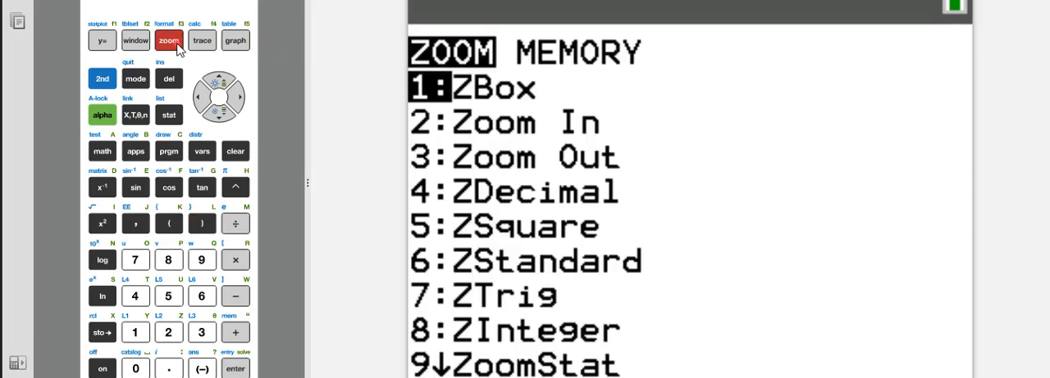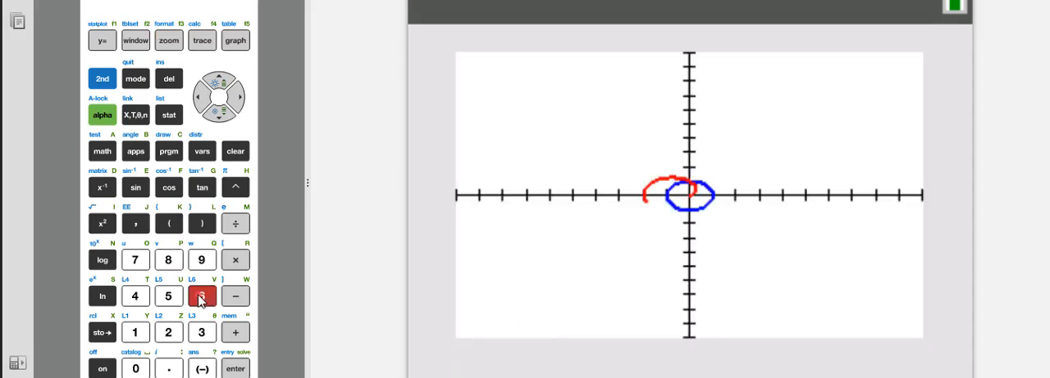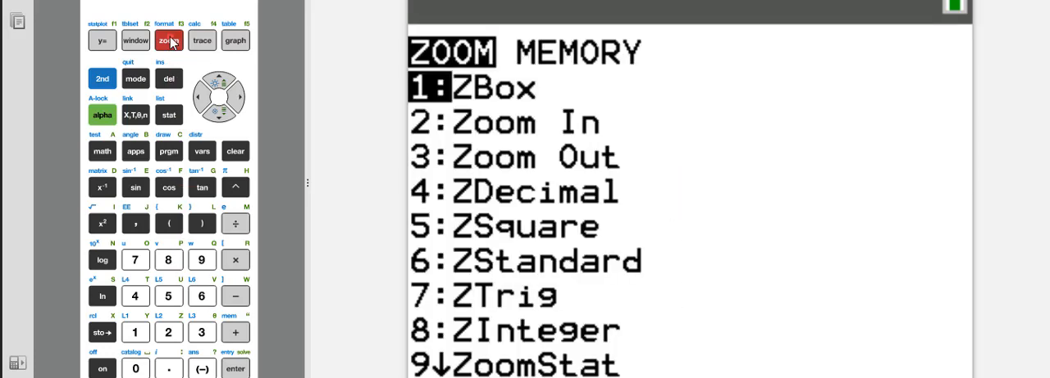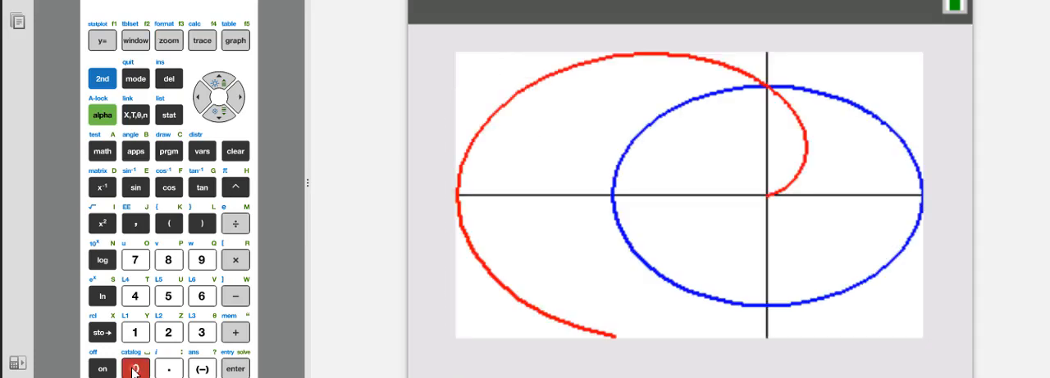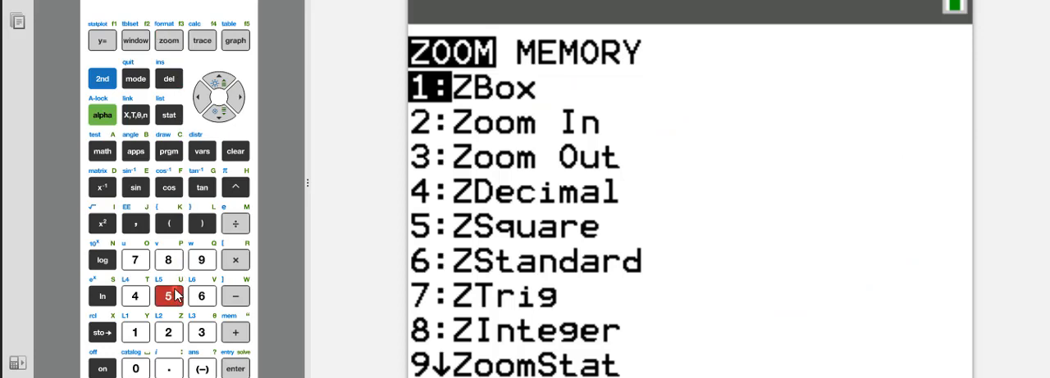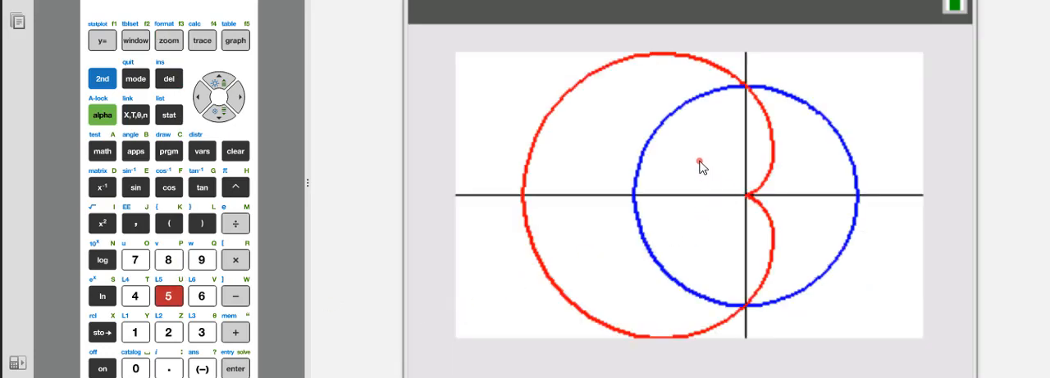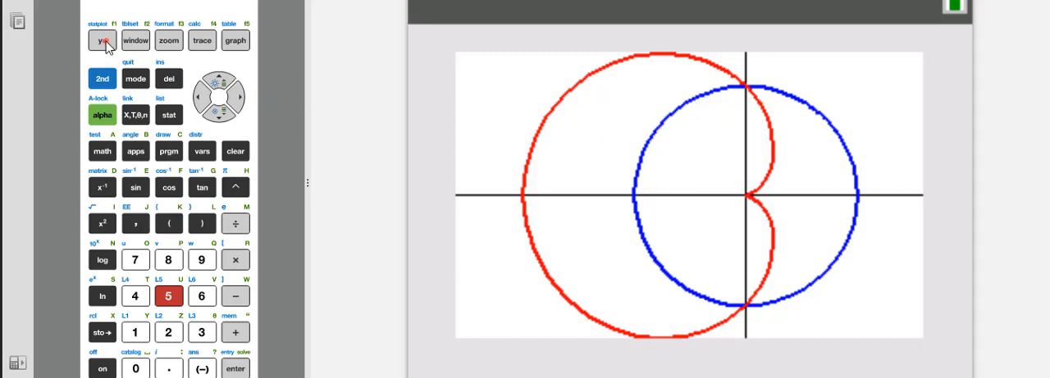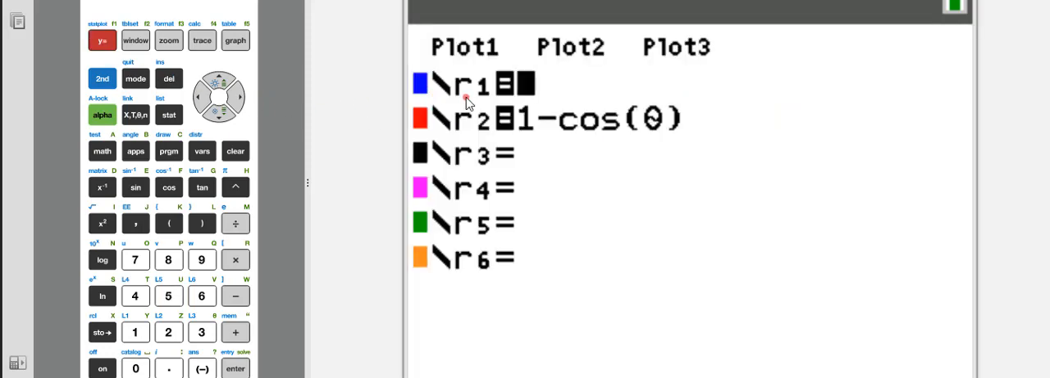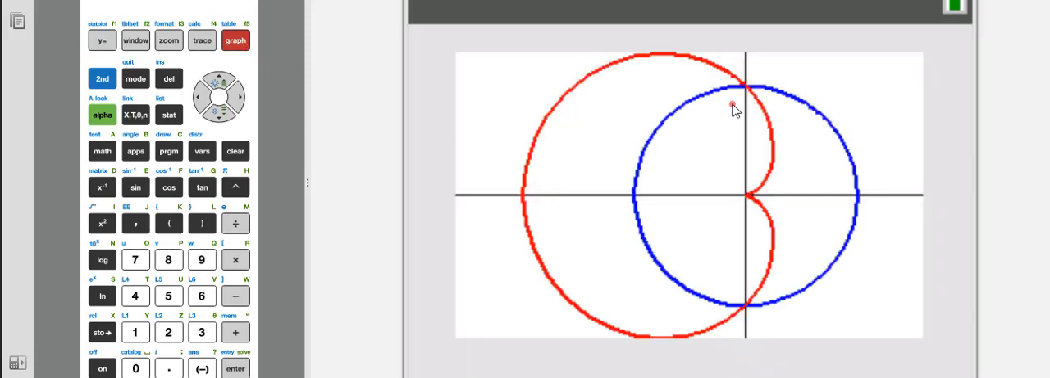So let's go to zoom, standard. And let's go to zoom, fit for 0, and zoom square. So you get a nice graph like this. Now remember, let's go back to y equals. Our blue line is r equals 1, and red is r equals 1 minus cosine theta. So here's our circle, r equals 1. And here is 1 minus cosine theta.